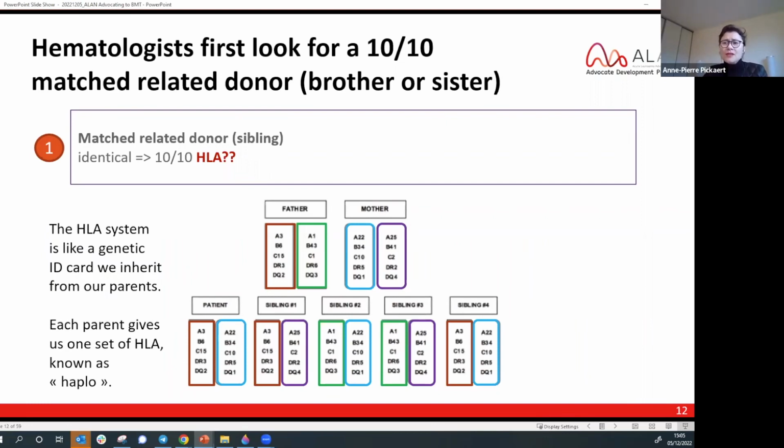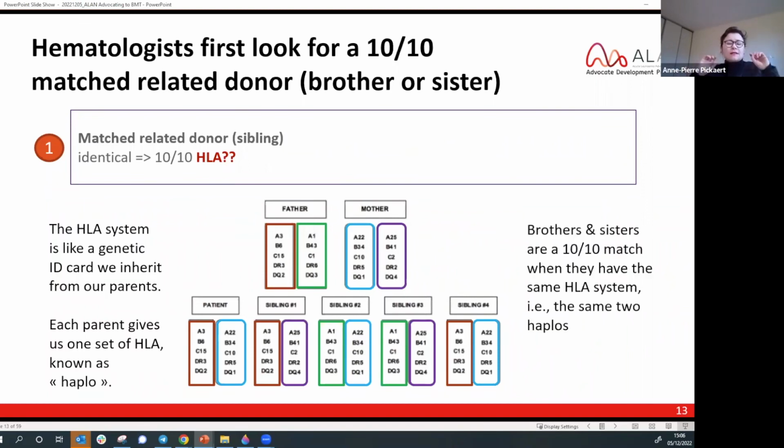And you can see on the slide, you've got, for example, A3, B6, C15, DR3, DQ2. These are parameters or alleles, because it's genetic code. This is where the match is: you need to fully match on each of these different items. So HLA A, HLA B, HLA C, the DR, the DQ. That's for the set, the haplo from the father, and then the haplo from the mother. So that's 10. You've got 10 criteria that you need to match on. That's why it's called 10 out of 10 HLA.